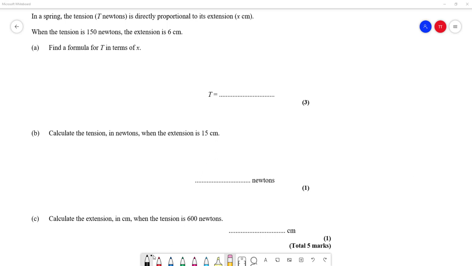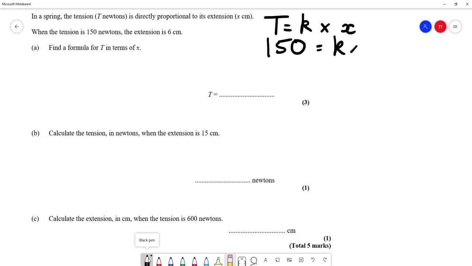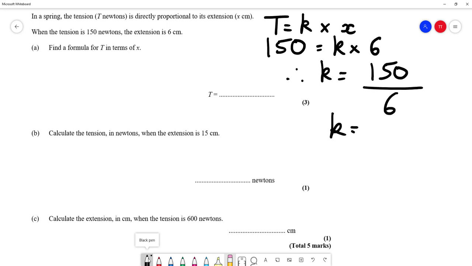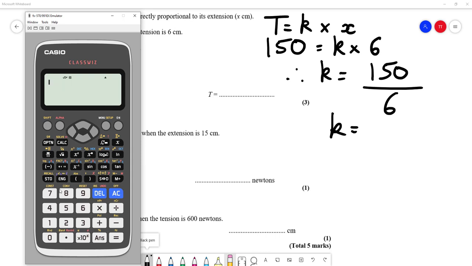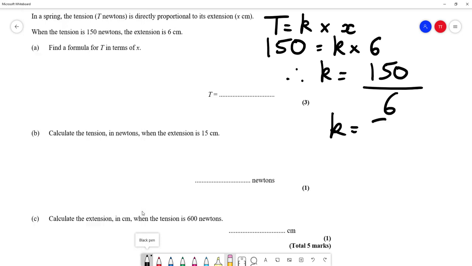So here we've got a question that states that in a spring, the tension T newtons is directly proportional to its extension X. So the first thing I'm going to do is write down that T is equal to K times X. Then the tension is 150, so you write 150 here. We need to work out what K is. Now the extension is 6, so we can say therefore K is 150 divided by 6. We can work out what K is on our calculator. So 150 divided by 6 gives me 25.